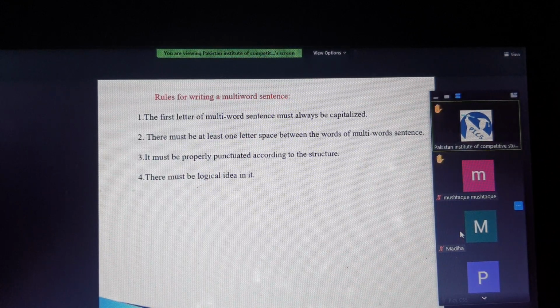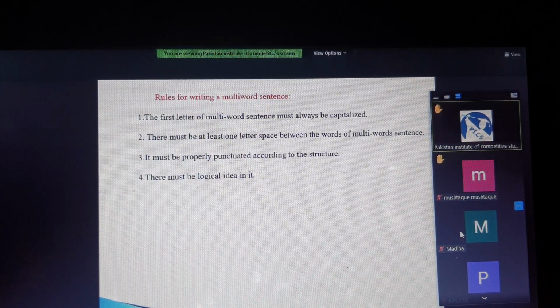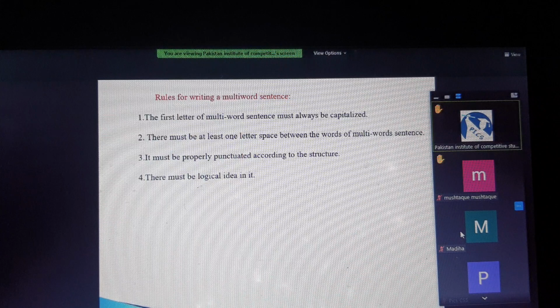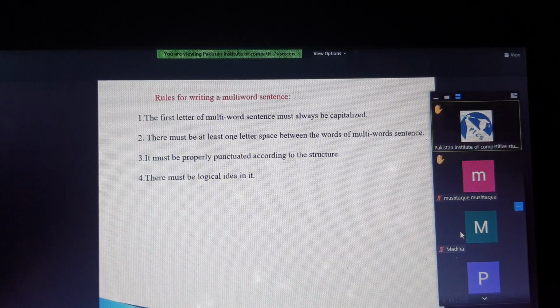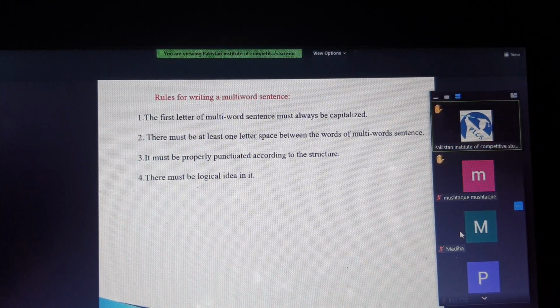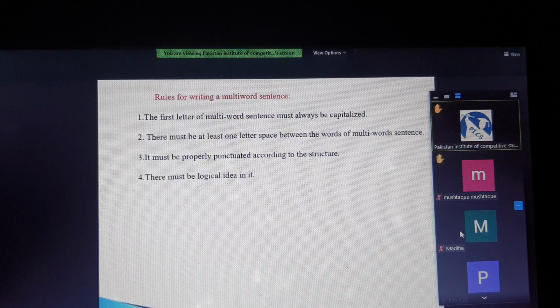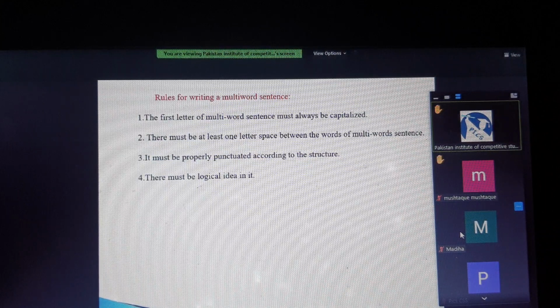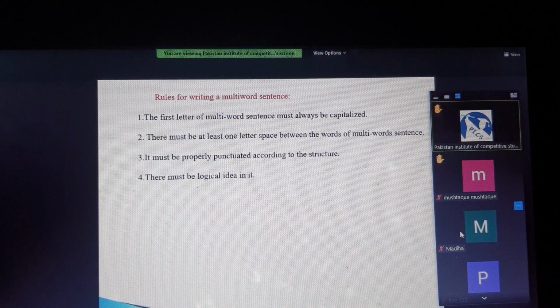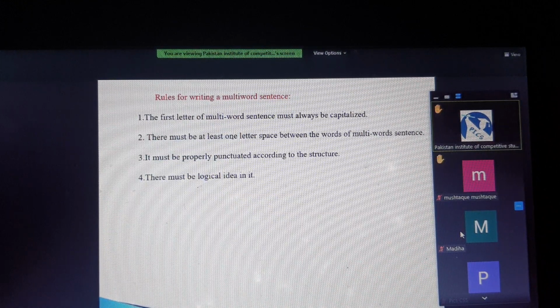And there must be logical idea in it. Logic is very important in your sentence. आपके sentences में logic का होना बहुत ही जरूरी है. Especially when you appear for interview. जब आपका interview होगा, so they will focus upon your logic. They will focus upon your logical answers. How much logic is there in your answers? So logic is very important.